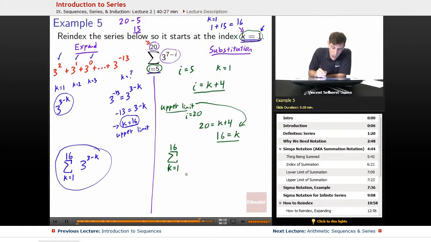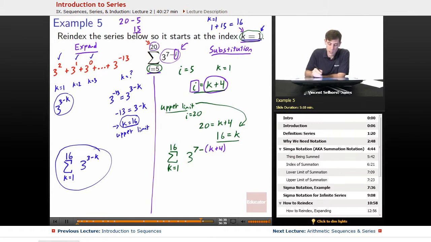K equals 1 is our index and lower limit. So it's going to be the same thing we started with, 3 to the 7 minus i. But we're not going to use i, we're going to use i equals k plus 4. So we're going to swap out this i here for k plus 4. So we substitute that in, and we've got k plus 4.